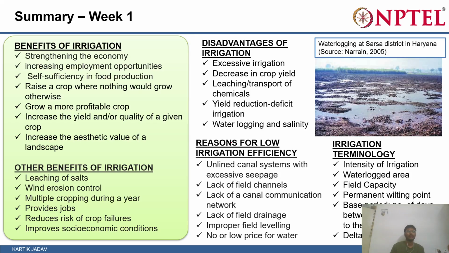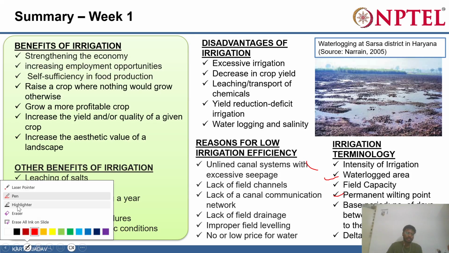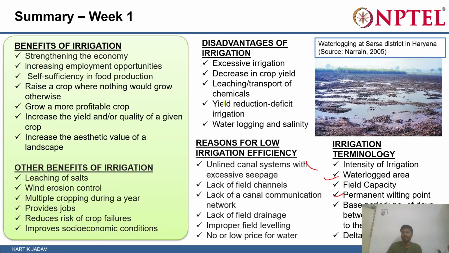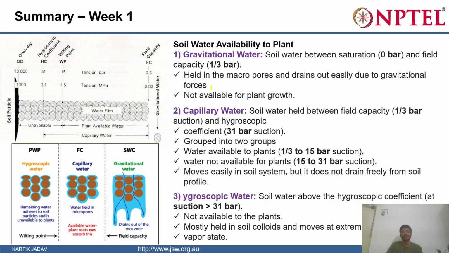And then in irrigation we also focus in detail on the benefits of irrigation, its advantages and disadvantages. Then certain irrigation terminology like intensity of irrigation, waterlogged area, field capacity, permanent wilting point, base period, delta, duty. All of that helps us design efficient and effective irrigation and drainage systems. And these are just the fundamental aspects of soil water availability to the plant.